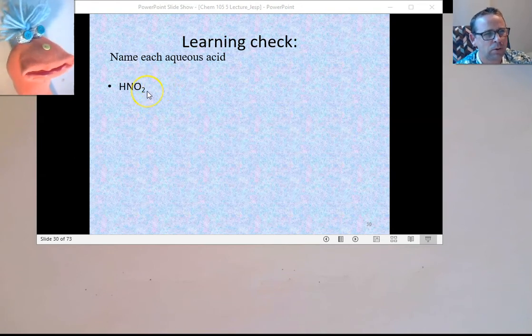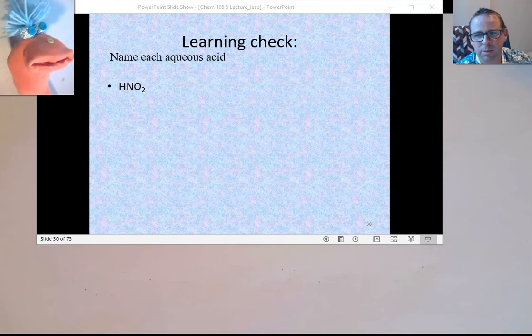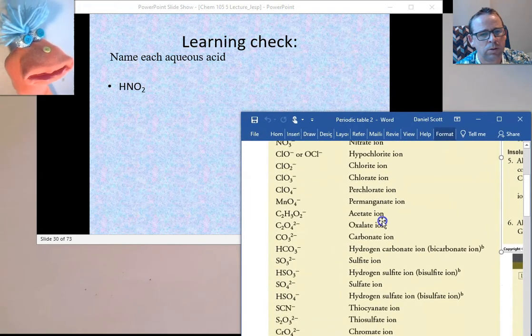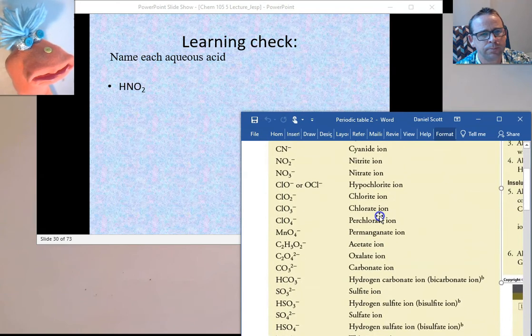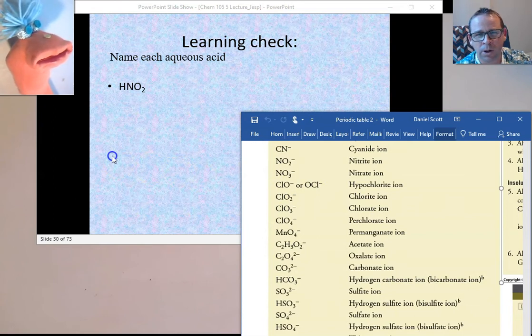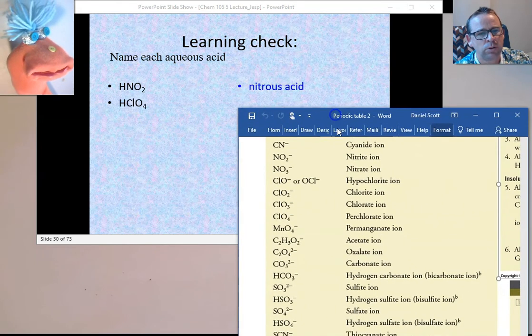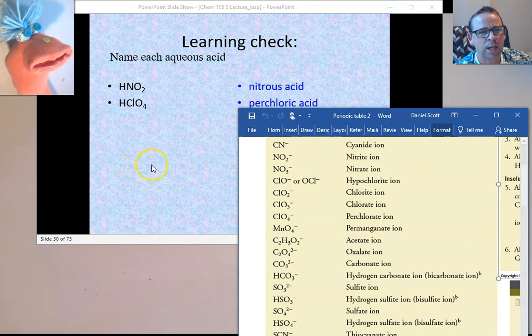HNO2, what's its name? Do you have the polyatomic ion chart? Yes, let's get the polyatomic ion chart over here. I don't see it. Oh, there it is, nitrite. So that's nitrite. Ite goes to ic, right? No, ate goes to ic, ite goes to ous. Oh, so nitrous acid. Very good, nitrous acid. How about this one, HClO4? ClO4, I don't... Oh, there it is. Perchloric acid. Very good. Ate goes to ic, perchloric acid.